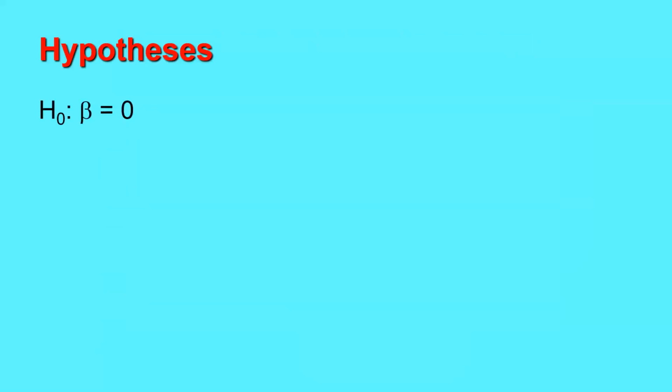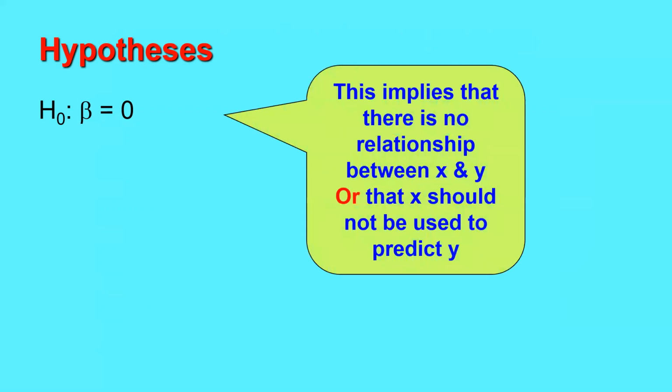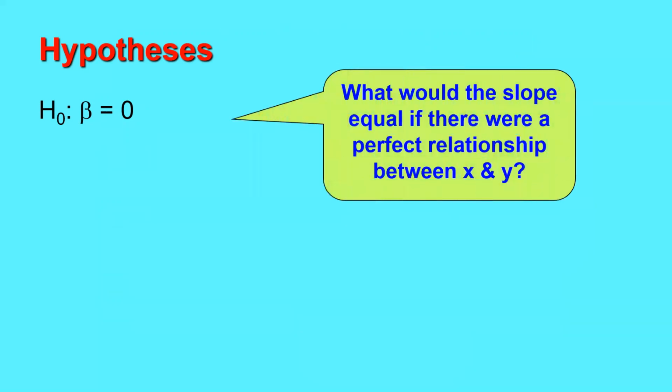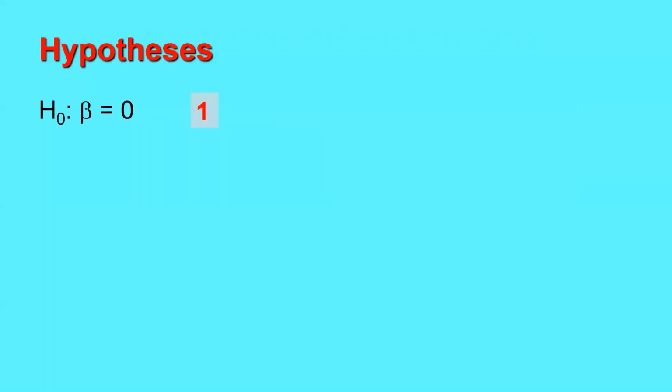So our hypothesis when we're doing a linear regression test is always testing whether the slope is 0, meaning that there is no relationship between x and y. Now this implies that x should not be used to predict y. But what would the slope equal if there were a perfect relationship between x and y? Well, then that slope would equal 1.